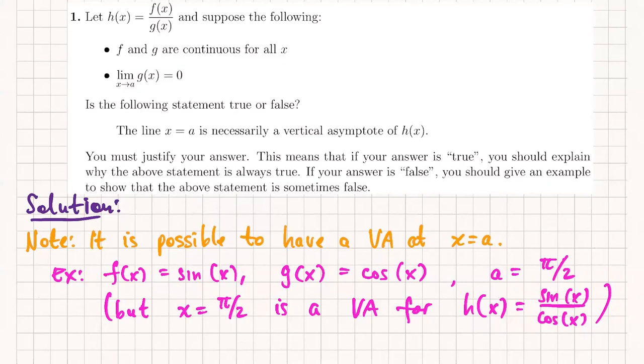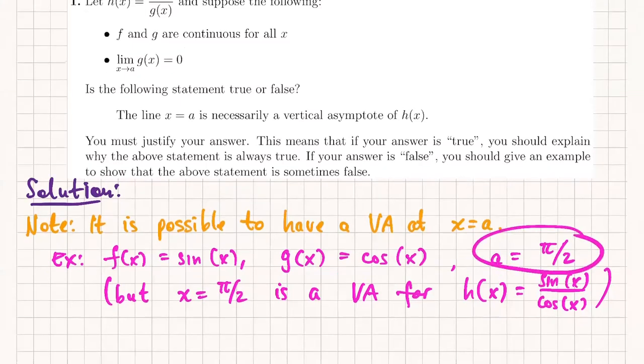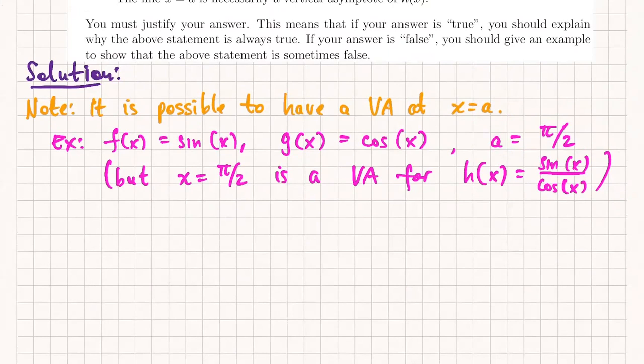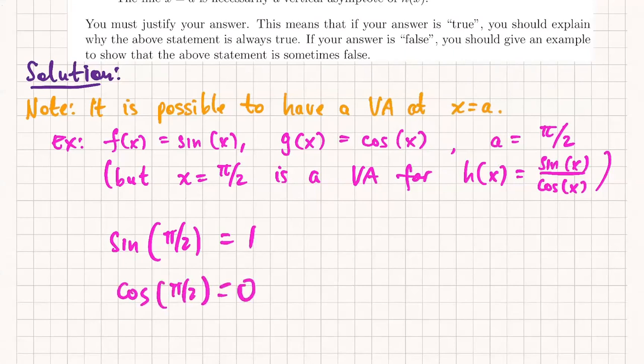Isn't there a hole in the numerator and denominator? Not quite, because at pi over 2, that actually is a segue into the next question. At pi over 2, sine of pi over 2 is 1, and cosine of pi over 2 is 0. So if I substitute a equals pi over 2 into this function, I get what? I get 1 over 0. Oh, sorry. Go ahead, Simran.